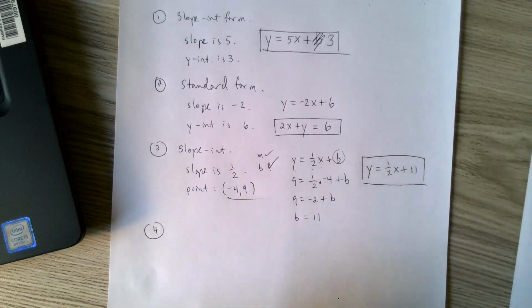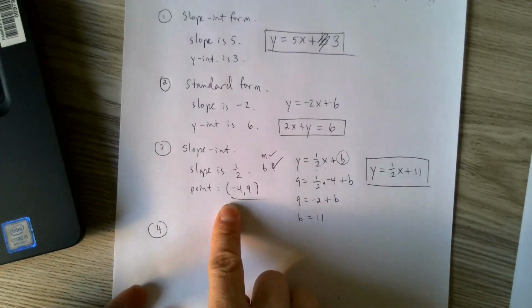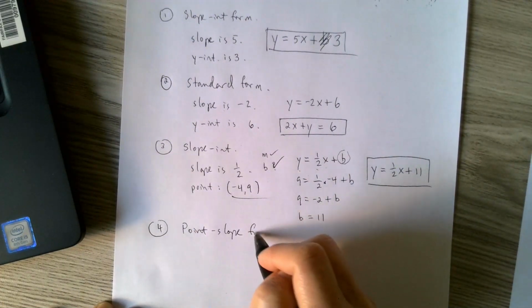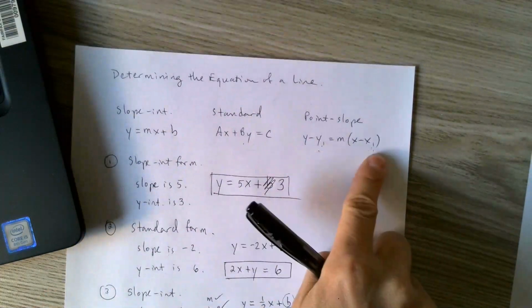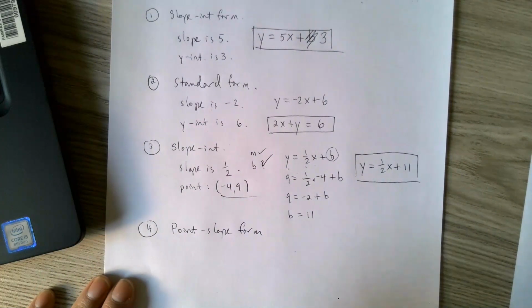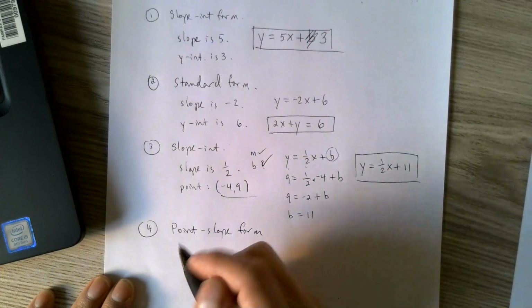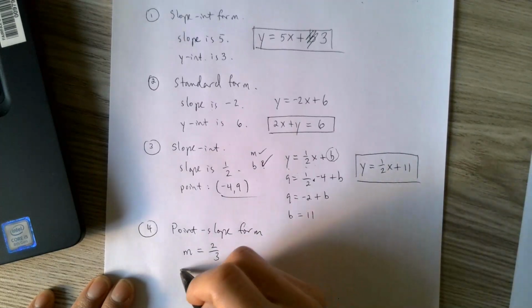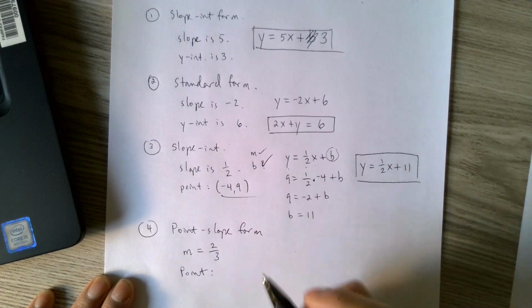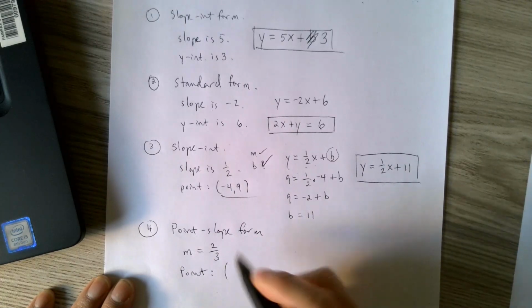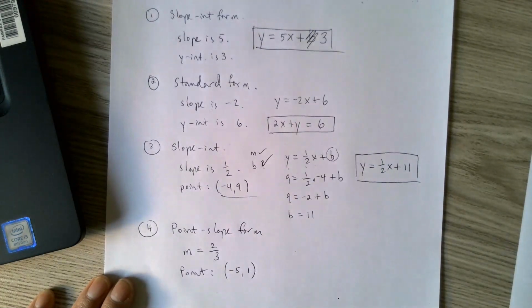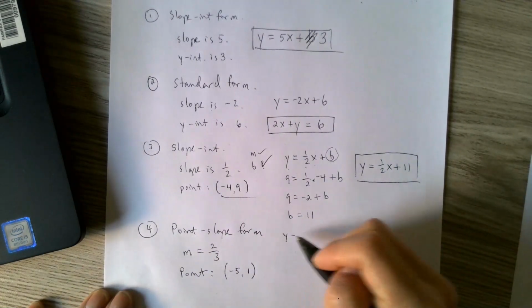Okay, now this time I'm going to give you the same type of information as I gave you in the third example, but this time I want it in point slope form. That's the third one up here. So I'll make the slope 2/3 and the point, I'm going to make it -5, 1. Point slope form. Here, I'll copy down the form here.